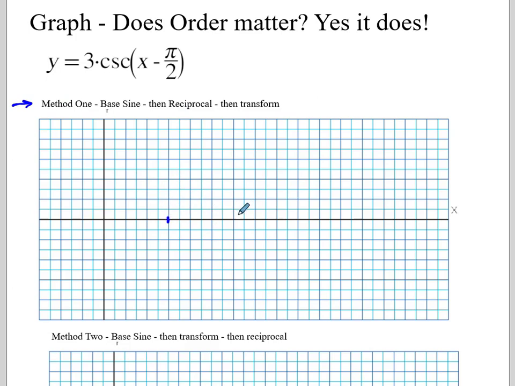So we're going to mark off our 90s, our 180s, our 270s, our 360s. And I'm going to look, the maximum y value I need is 3, so I'll make that 1, 2, 3, and I'm going to move it to the right 90 degrees. Okay, so let's look at cosecant. So the first thing we're going to do is draw our base curve. So we'll draw our base curve for sine, put our 5 key dots.